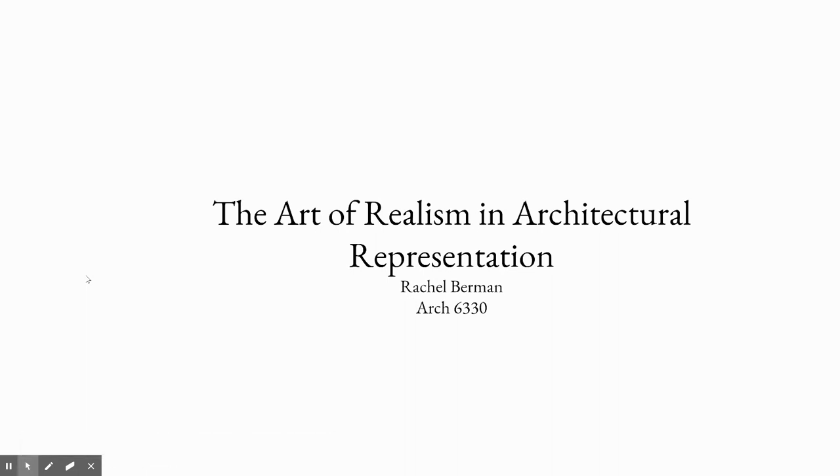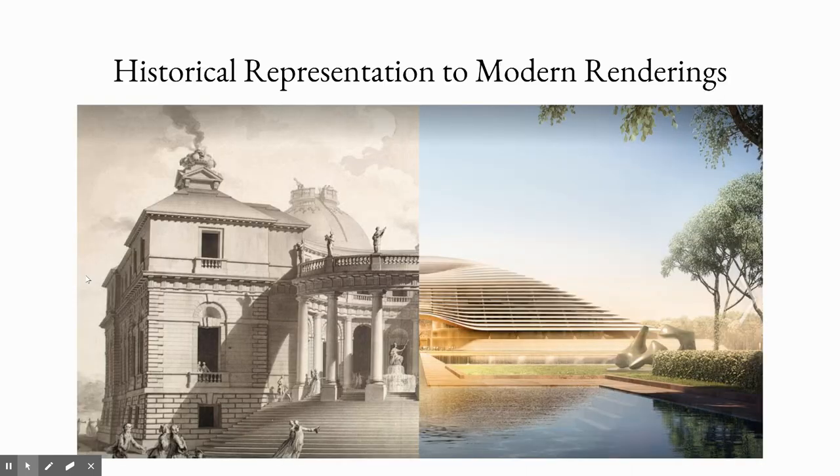The topic of my paper is the art of realism in architectural representation. I will be discussing how architectural representation has developed from historical representation to modern renderings and how drawings themselves have changed in their uses.